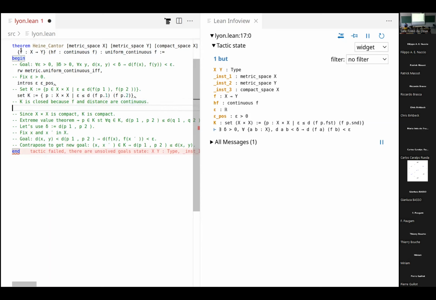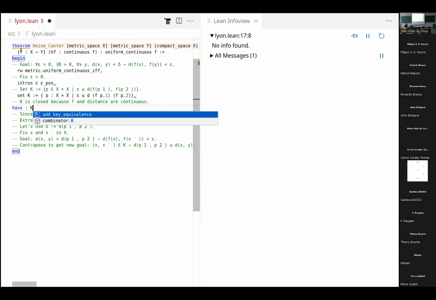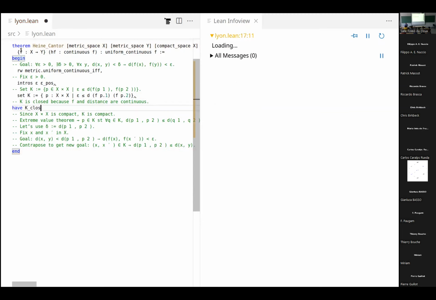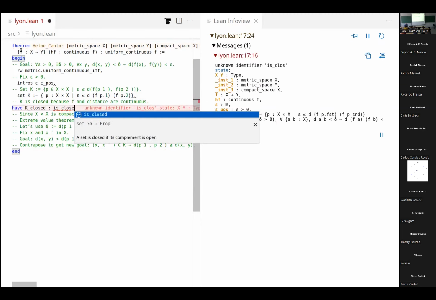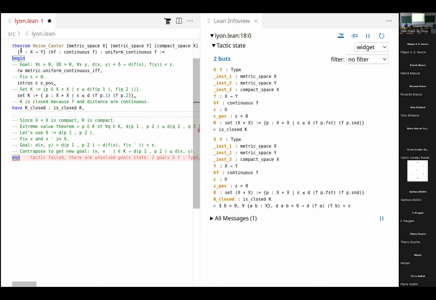Okay, now let's start the proof. The first claim was that k is closed. I'm just claiming this is true, and I named it k closed. This is the name of my claim, and my claim is that k is closed. Now I've got two goals on the right-hand side. The first goal is to prove the claim I just made, and the second goal is what I was doing before, but with an extra assumption that is my claim that I just proved.